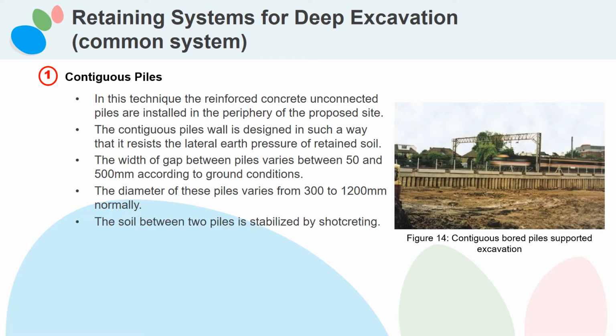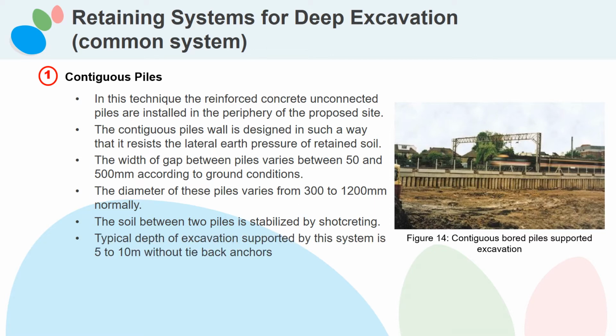The soil between two piles is stabilized by shotcreting. Shotcrete is mortar or high-performance concrete conveyed through a hose and pneumatically projected at high velocity onto a backing surface. It is the force of this spraying action that leads to compaction of the concrete or mortar, which then forms layers of concrete to the required thickness. Typical depth of excavation supported by this system is 5 to 10 meters without tie-back anchors.